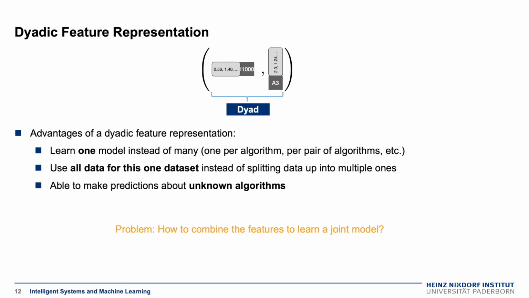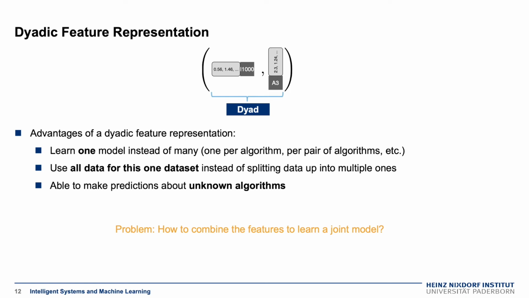You may wonder why this is called the dyadic feature representation, and the reason is because we denote the tuple of these two different feature vectors, instance and algorithm, as a dyad, because it has two elements. And the advantages of this feature representation are, as I already said, you can learn one model instead of many, and you have a lot more data for the single model available, which means that you can use this data in a better way.